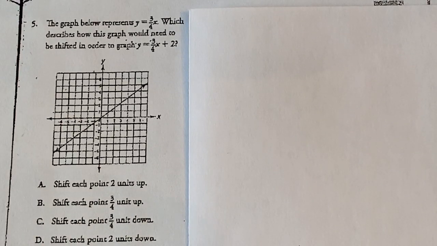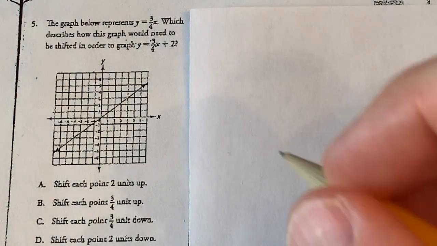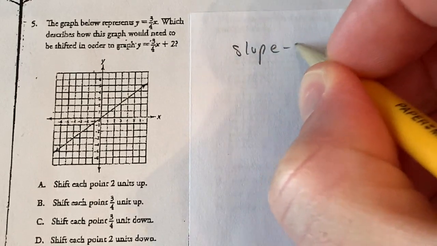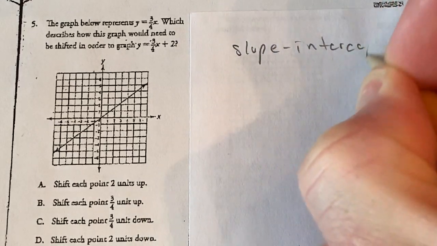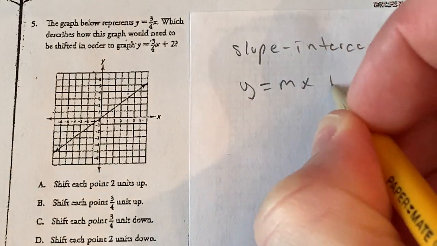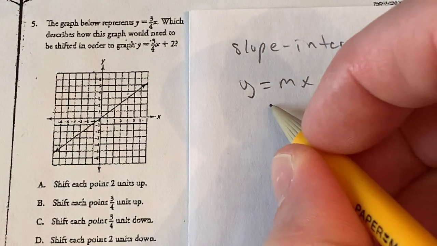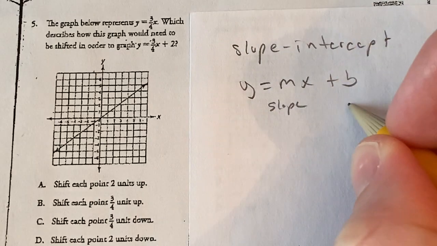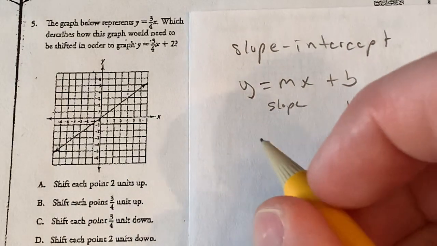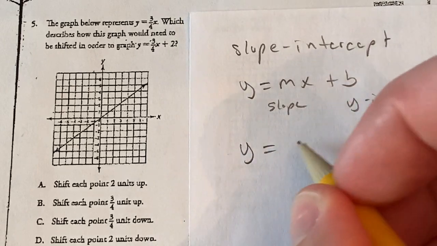This is now number 5. The graph below shows y equals 3/4 x, which describes how the graph would need to be shifted in order to graph y equals 3/4 x plus 2. So let's go back to what we call slope-intercept, okay? So we've gone over this already. But slope-intercept is in the form y equals mx plus b, where remember m we said was your slope and b was your y-intercept.